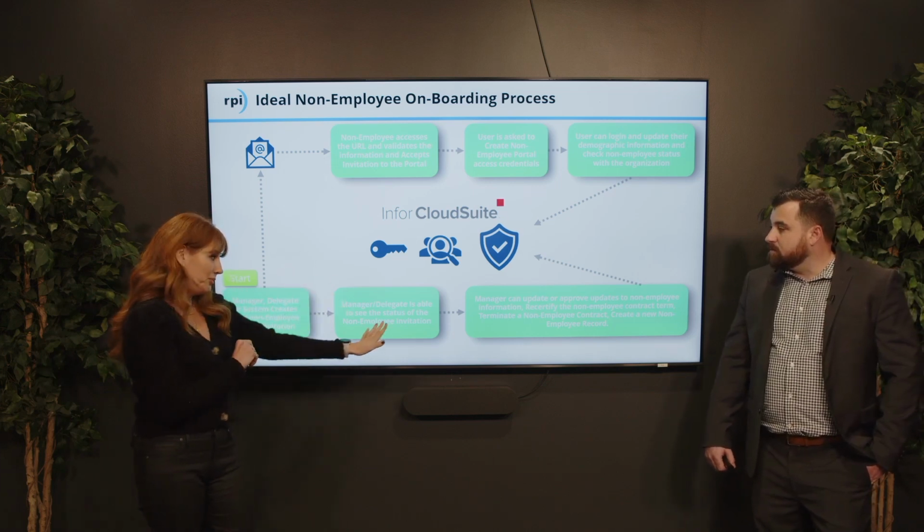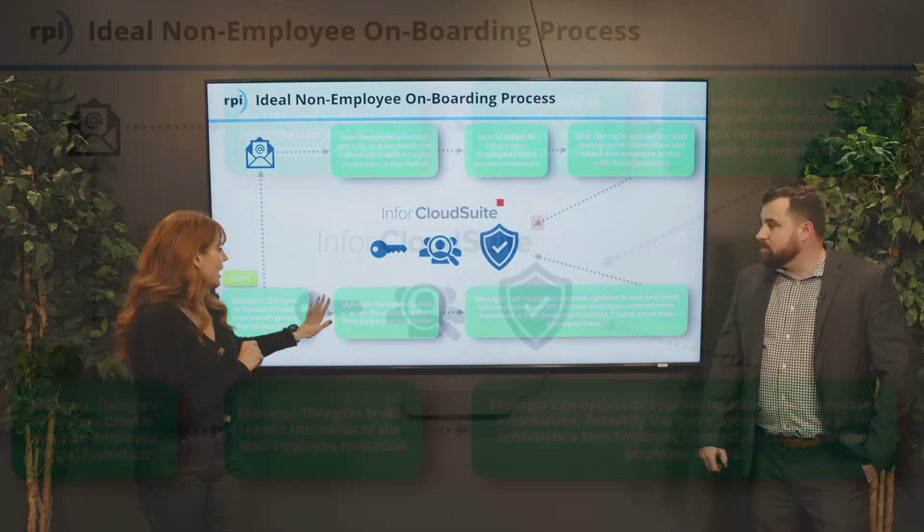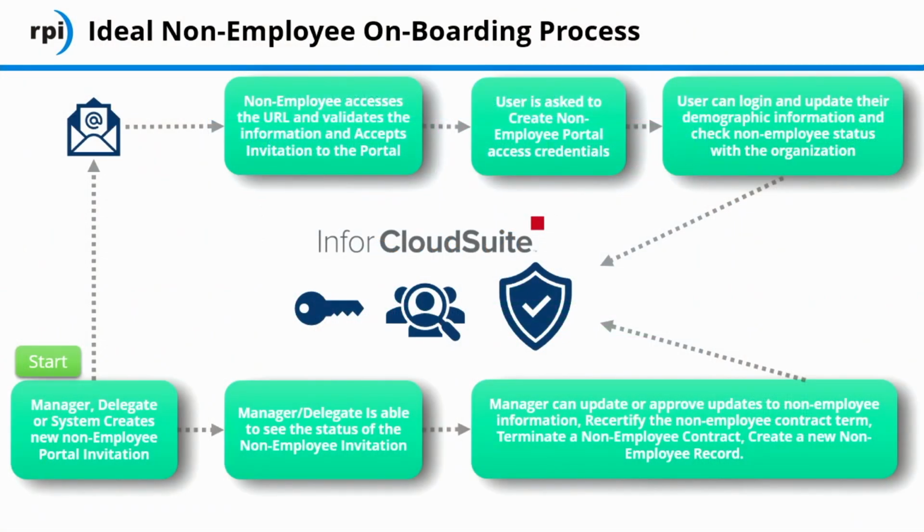So on the downstream of this, you can see the manager or the delegate is able to see the status of this invitation and everything the non-employee is already doing, and then they can do approvals and make updates. So now they have a portal. This person will not be in their manager space because it's a contractor, but this person is still able to get their information updated by the requester in this portal.